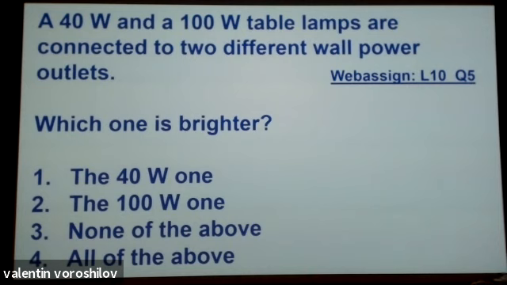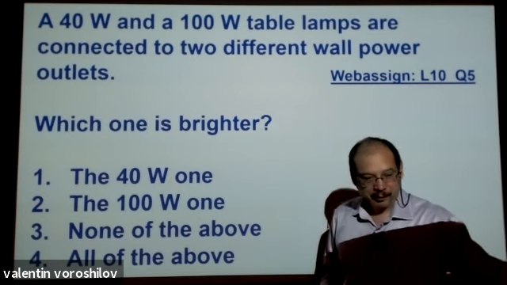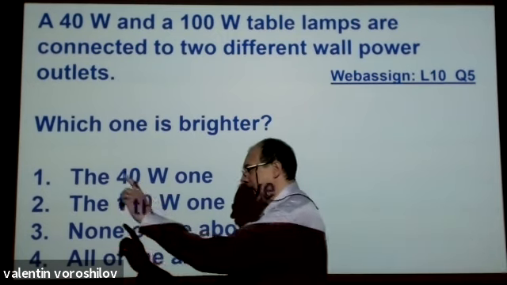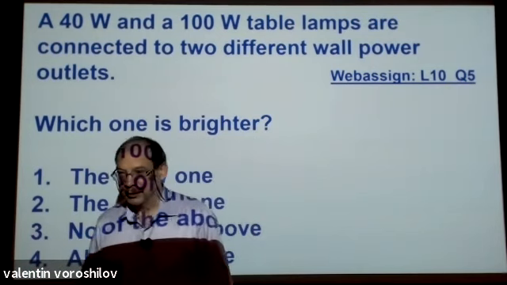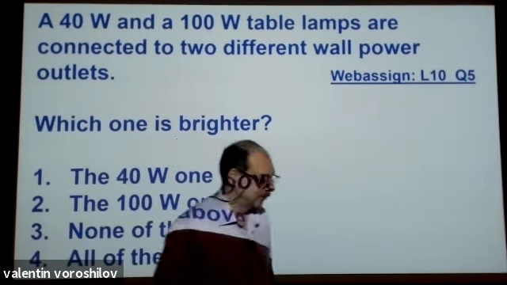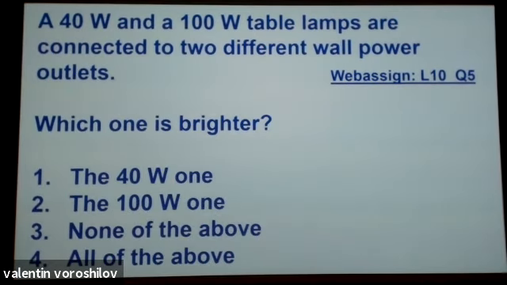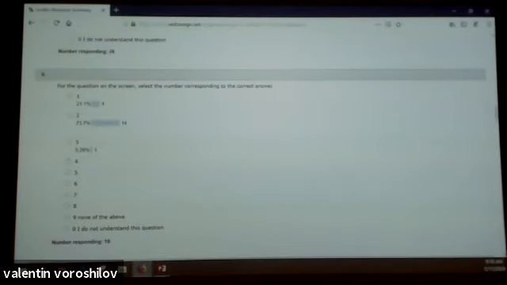We could reverse this question. We could ask, okay, this is my lamp. You see, it says 100 watt. And this is your lamp, and it's dimmer. So which one has more wattage? The brighter or the dimmer?